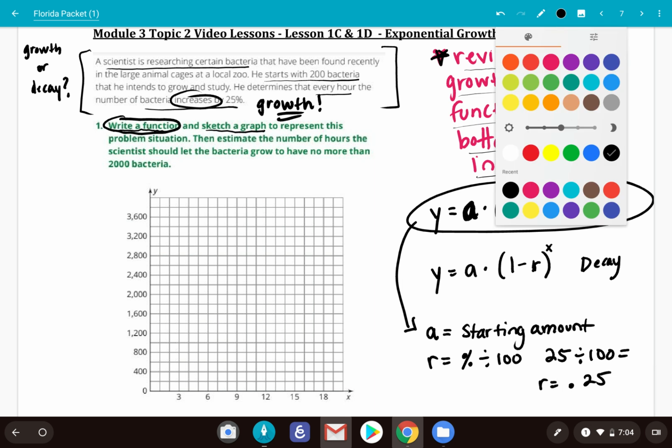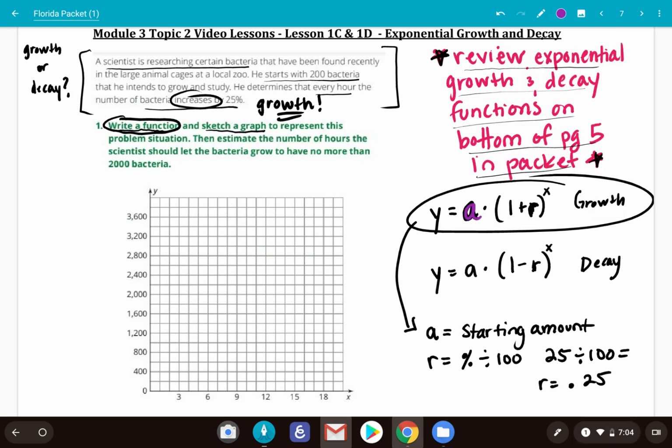Okay, so to write my function, I'm just going to substitute in these two numbers for A and R, and I'll have y is equal to my starting amount, 200, times (1 plus 0.25) to the x power. So that's going to be my function. And now we just need to graph this. So you can use Desmos to graph it, sketch a graph. Let's go ahead and see what this looks like on Desmos.